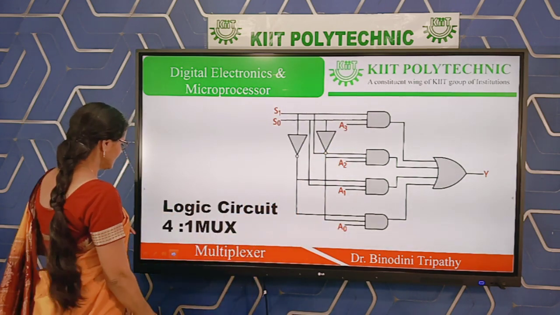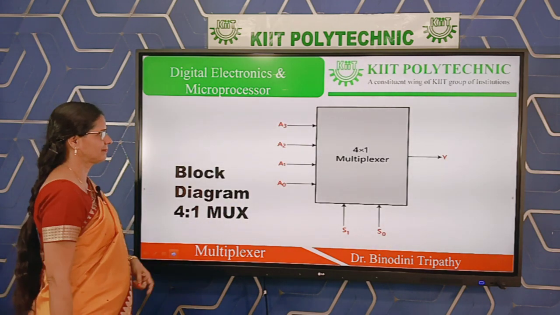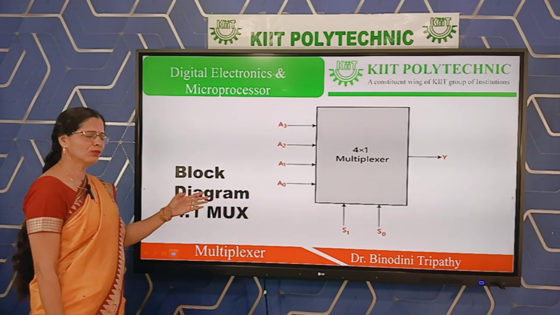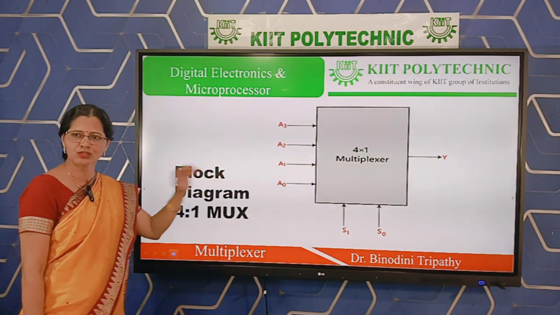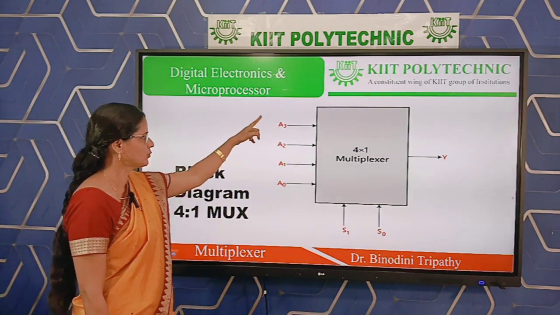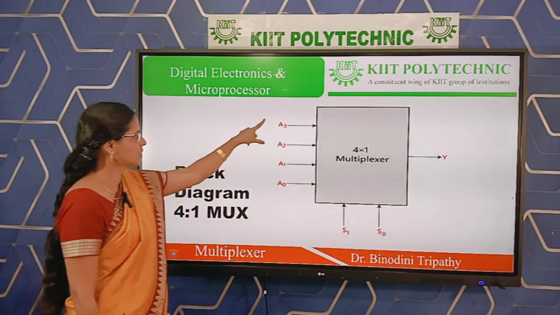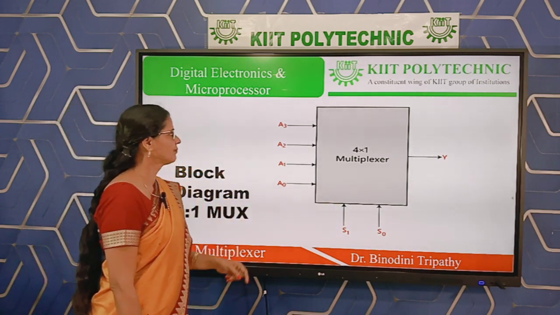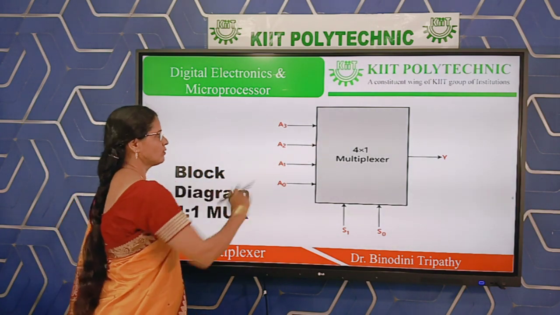Similarly, now this is the block diagram. 4:1 or 2:1, whatever it may be, we always represent it symbolically like this. Suppose 4:1 means 4 inputs, 2 selection inputs. 2:1 means 2 inputs, 1 selection input. 8:1 also you can show like that, but always you have 1 output.